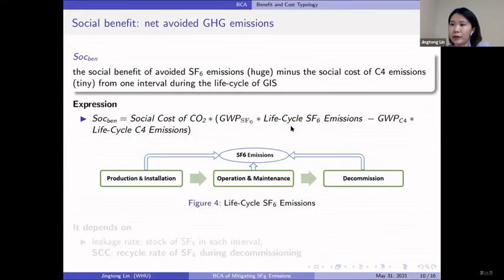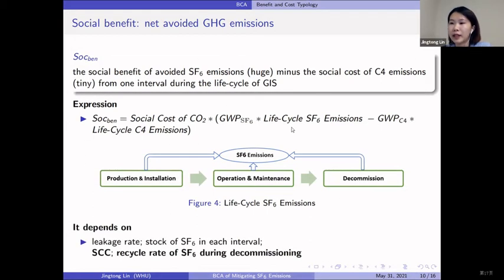The main benefit component, the social benefit, is defined as the social benefit of avoided SF6 emissions minus the social cost of C4 emissions from one GIS interval during the life cycle. In the equation, the life cycle emission is the aggregate emission during production and installation, operation and maintenance, and finally decommission. And this benefit depends on several parameters, especially the social cost of carbon and the gas recycle rate during the decommission.